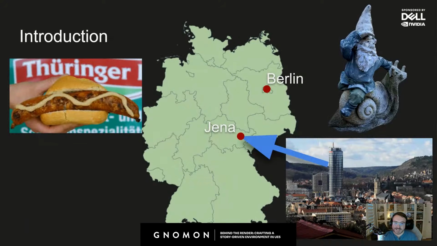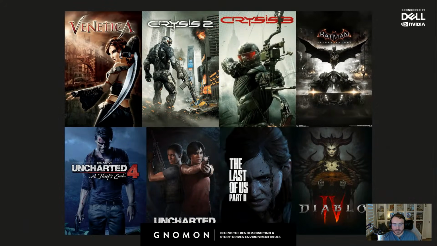I'm from Germany, from Jena, a small town. You can see the distance from Berlin there. From there, I started working at different studios. This is the collection of the games that I had the honor, the chance to contribute to. The first part of my career was in Germany, working on Crysis. Then I moved to England, working on Batman Arkham Knight. And then I believe it's already 10 years ago that I moved to Los Angeles, to the States, working on awesome titles like Uncharted, The Last of Us, and Diablo.